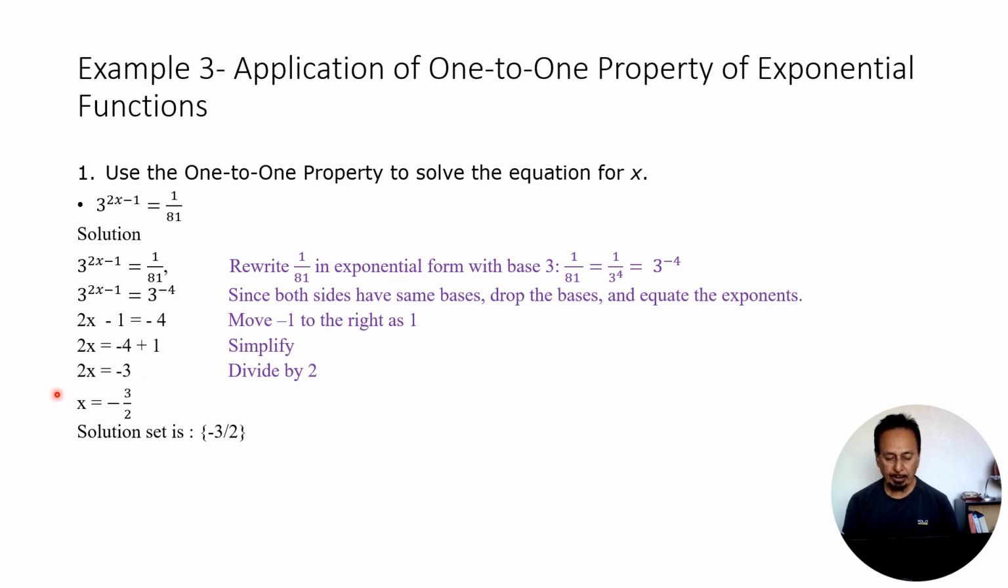So now we have 2x equals minus 3. So we can divide by 2. So you get x equals negative 3 over 2. So the solution set is negative 3 over 2.